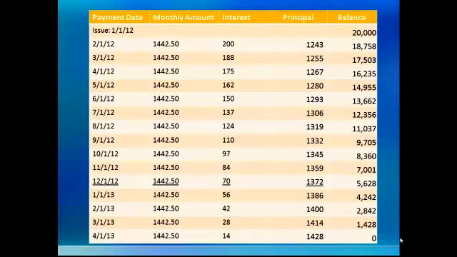If you go buy a house, in the beginning, a significant amount of your payment is made up of interest. It's comprised of really just interest.